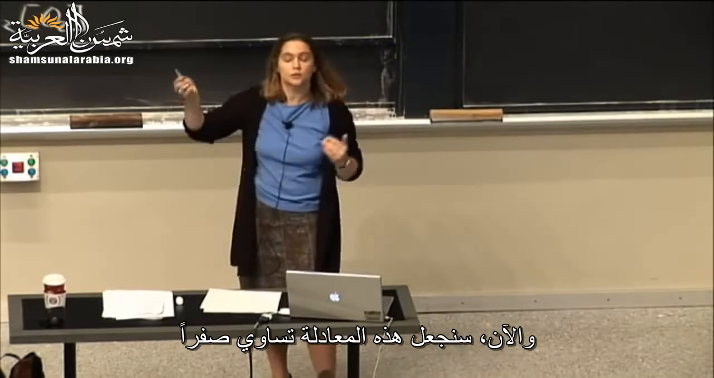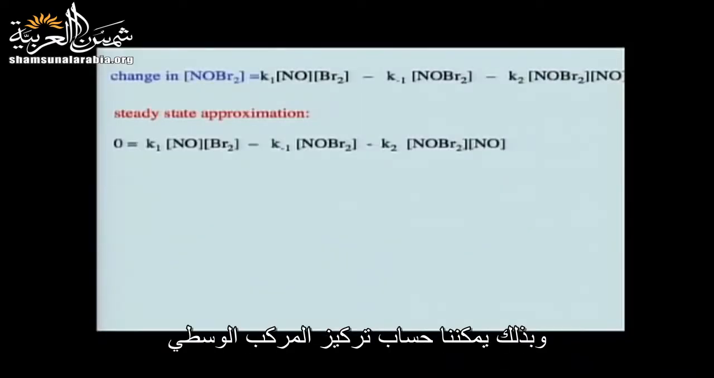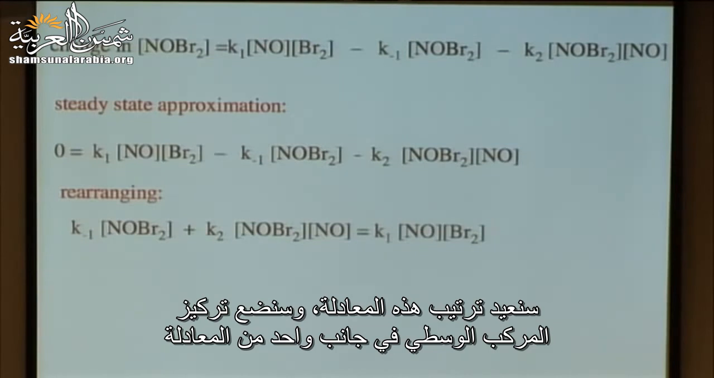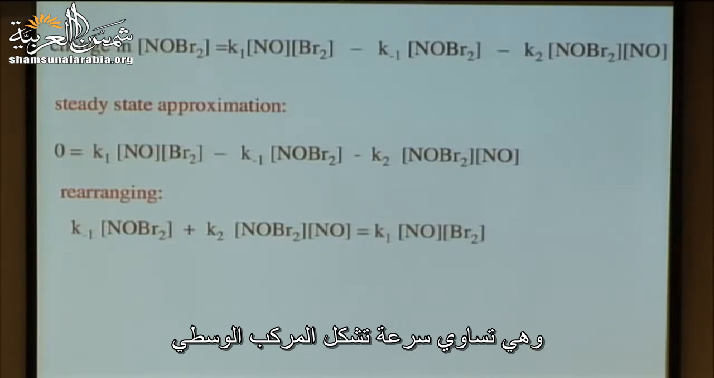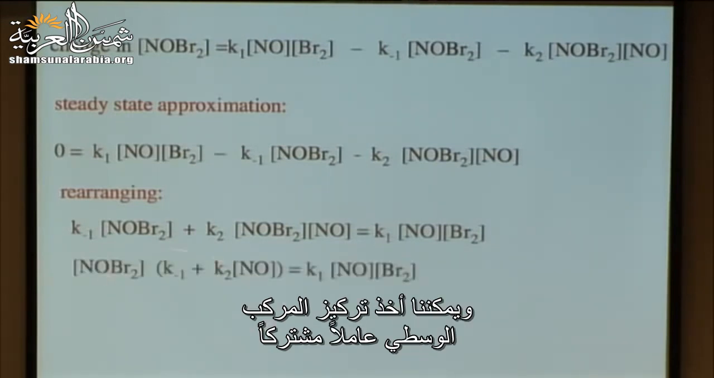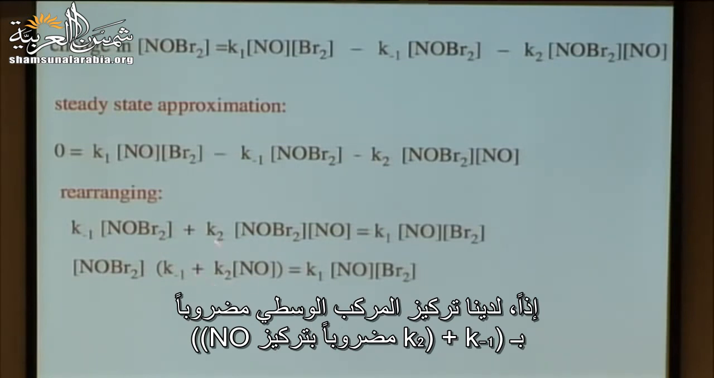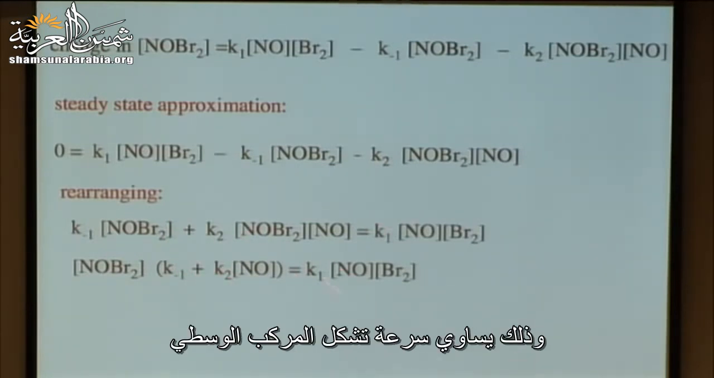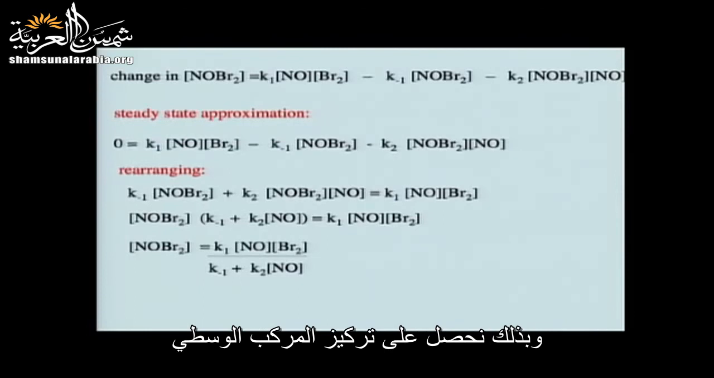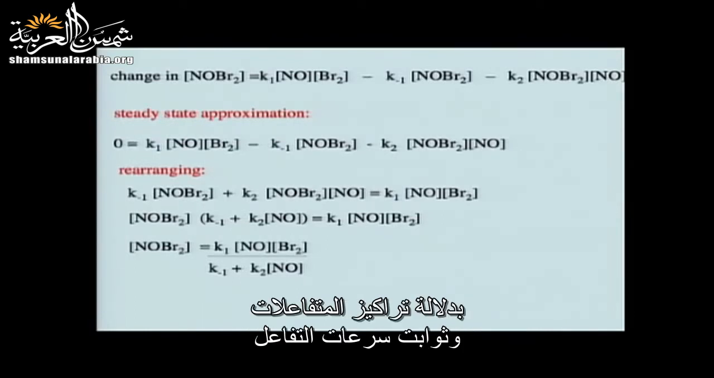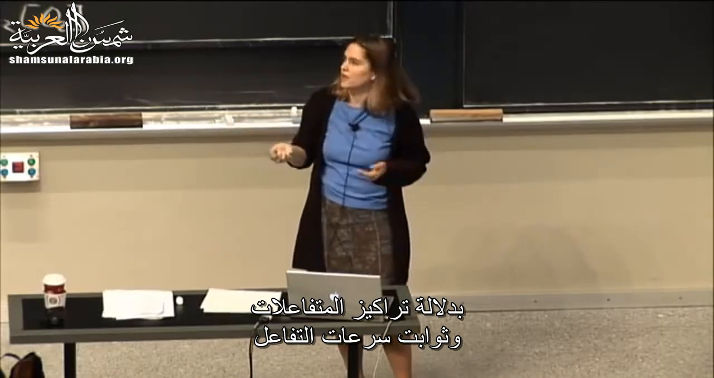So now we can set this all equal to 0, and we can solve for the concentration of our intermediate. Rearranging this, bringing our intermediate terms on one side of the expression, here's the rate at which it's decomposed and consumed being equal to the rate at which it's being formed. And we can pull out our intermediate, so that's times K minus 1 plus K2 times NO, and that's equal to the rate at which it's being formed. And now we can divide by that term, and we get an expression for the concentration of the intermediate in terms of our reactants and our rate constants.